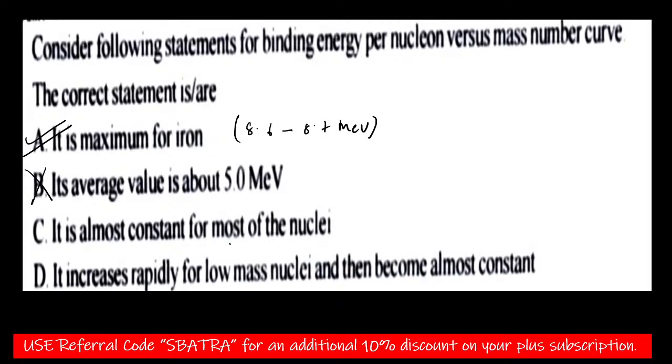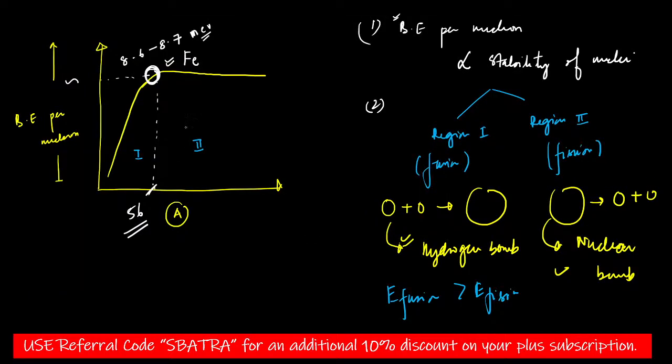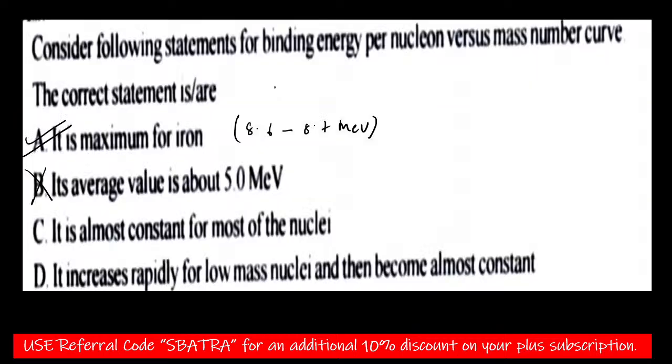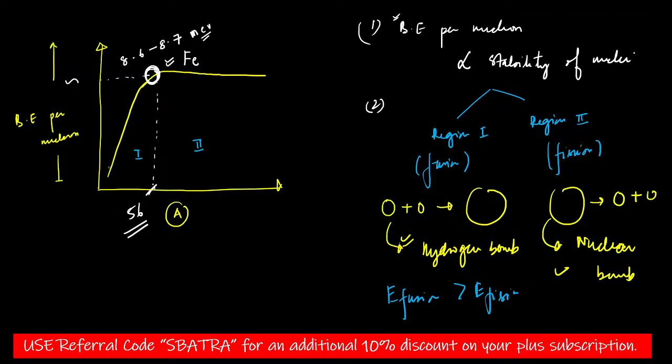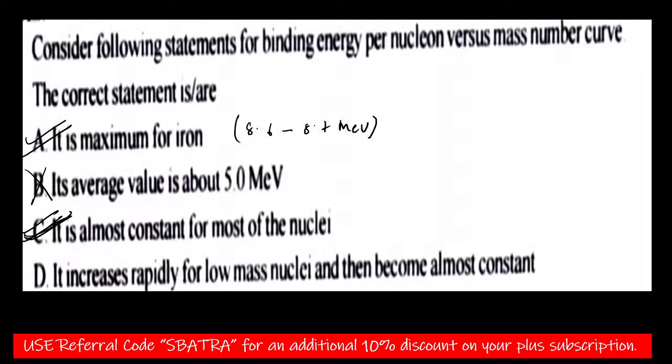It is almost constant for most of the nuclei. Yes, after this steep curve it is almost constant for this region, and most of the nuclei fall under this region. So option C is correct. Next, it increases rapidly for low mass nuclei and then becomes almost constant. Yes, definitely it increases rapidly for low mass nuclei, then it becomes constant for high mass nuclei. So the correct answer is A, C and D.